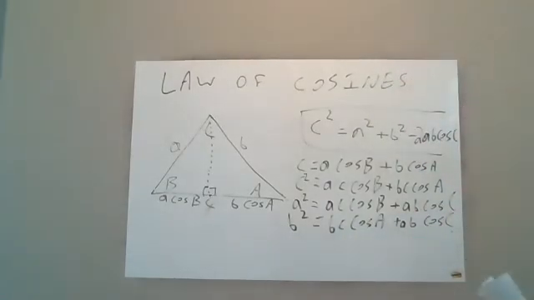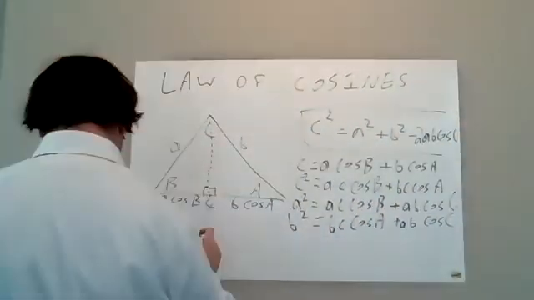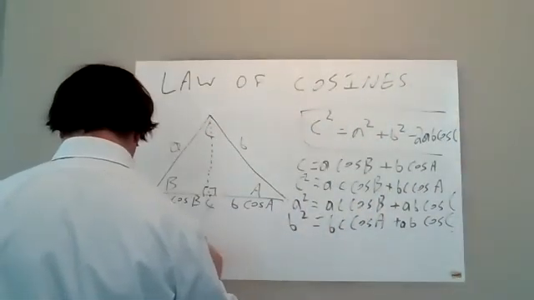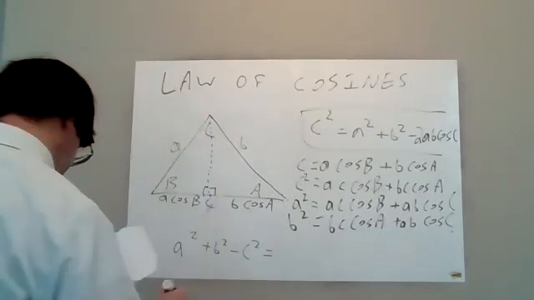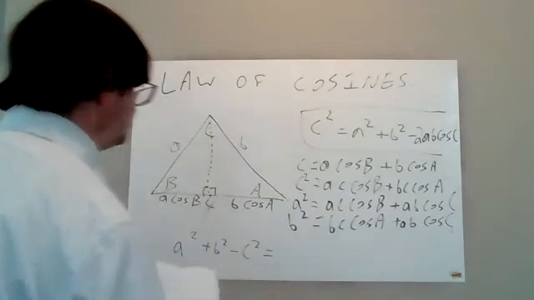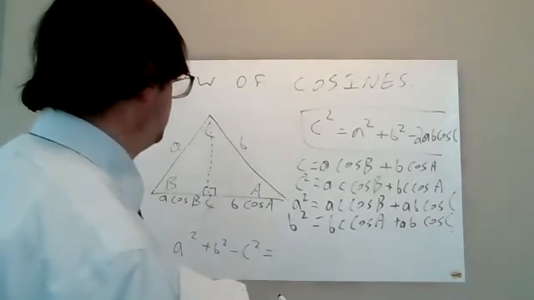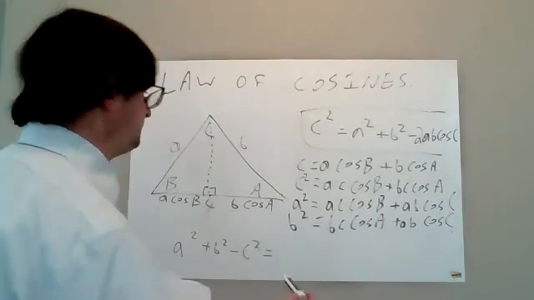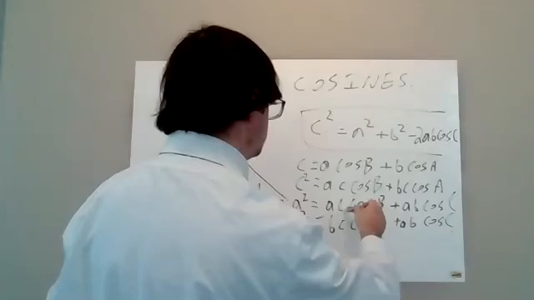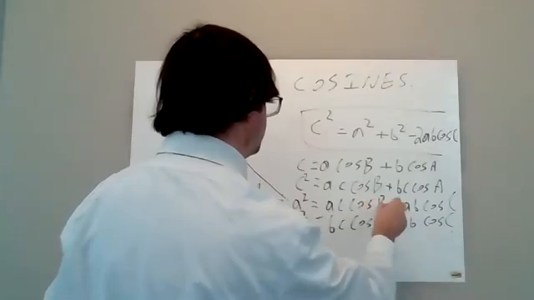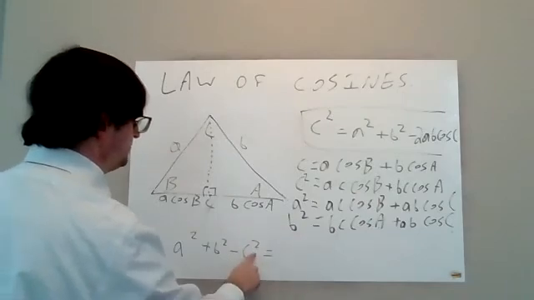And now we do the fun bit. We take a squared plus b squared minus c squared. So a squared plus b squared is going to have all of these terms. You have an ac cosine B, a bc cosine A, and then we're going to be subtracting c squared from it.